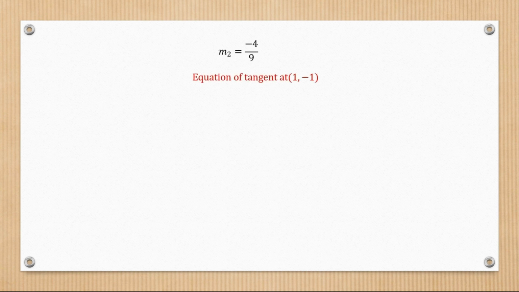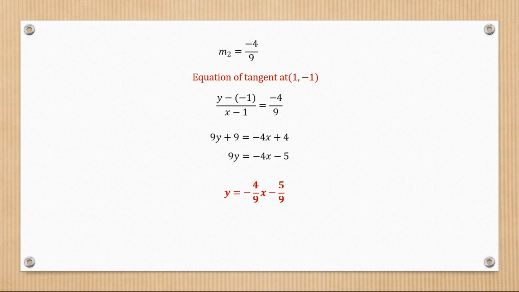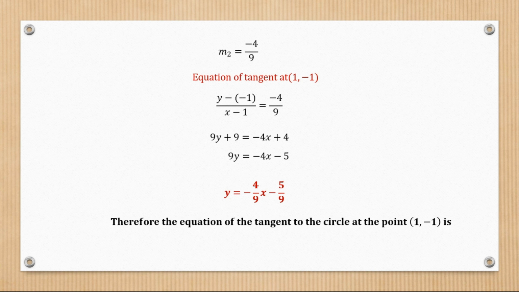So the equation of the tangent at the point 1, negative 1 can now be found. So now we shall use the point at which the tangent touches the circle, which is the point A, 1, negative 1, and find the equation of the tangent. So the formula shall be y minus negative 1 over x minus 1 being equal to the gradient of the tangent, of which we shall have 9y plus 9 being equal to negative 4x plus 4. And eventually we will have y being equal to negative 4 over 9x minus 5 over 9. And this is the equation of the tangent. So the equation of the tangent to the circle at the point 1, negative 1 is y is equal to negative 4 over 9x minus 5 over 9.